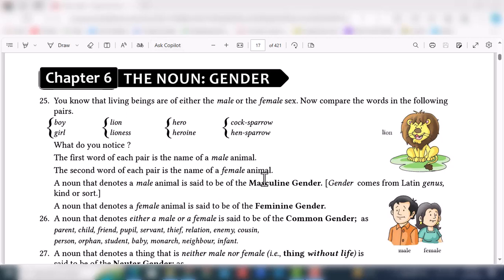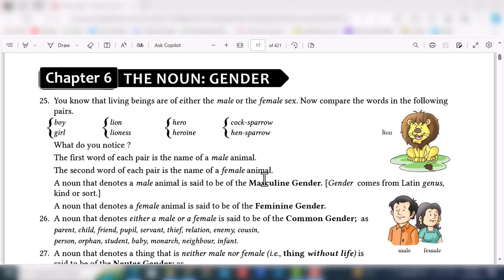This chapter is very important from 5th class to 10th class and even in higher classes, because there is an MCQs part in the paper, like identifying the masculine, feminine, common and neuter genders. So what are the genders? First of all, we should know about the genders.